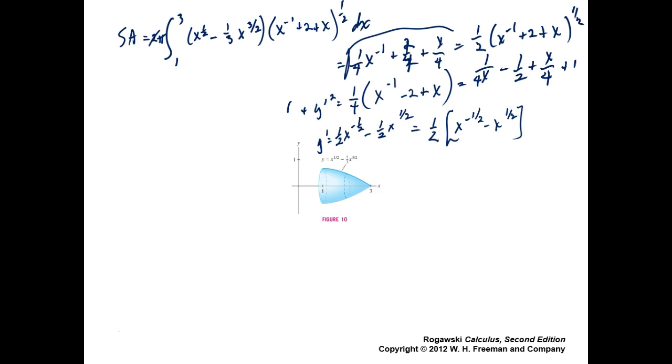Now, let's see, we've got everything that looks pretty much like that. Integral, pi times 1 to 3 of 1.